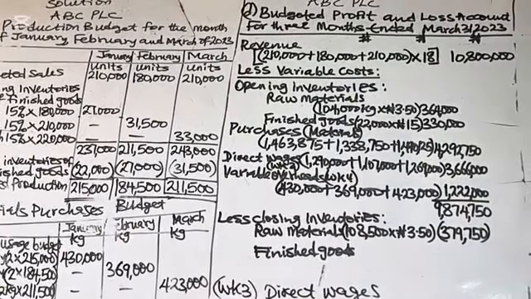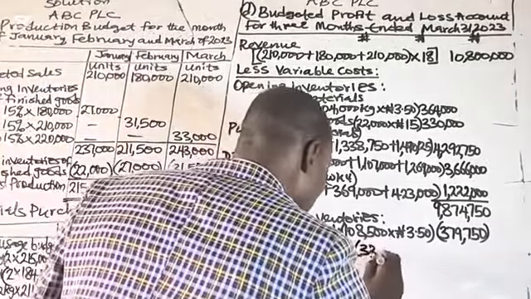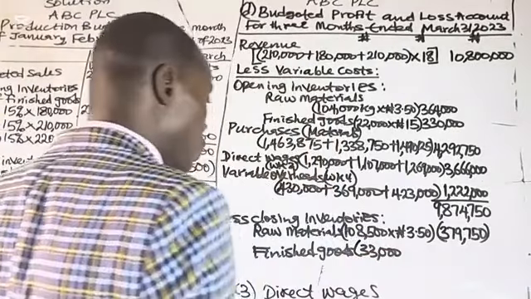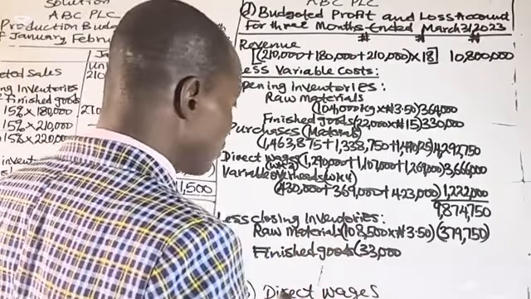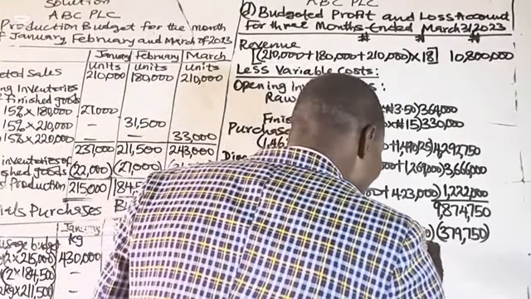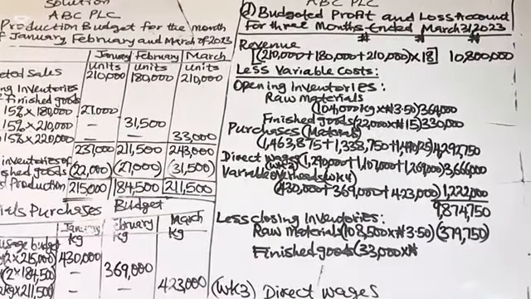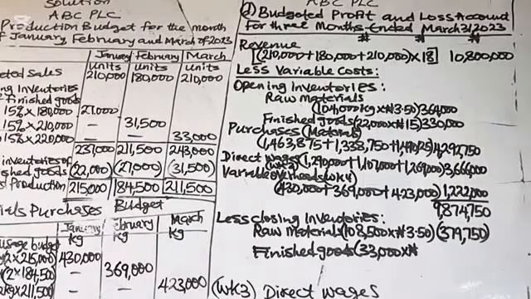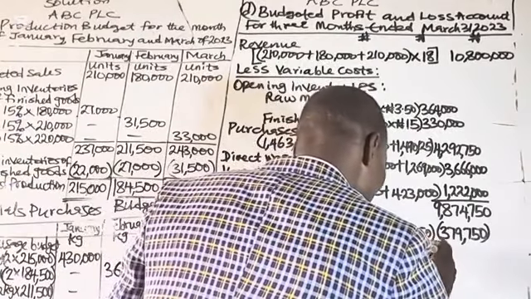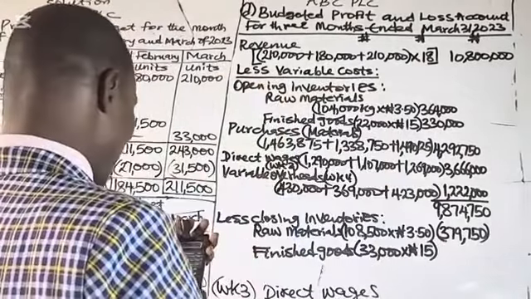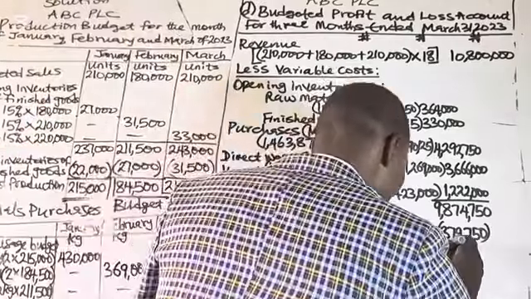We will value that at our standard cost. This 33,000 is obtained from the production budget, while the 108,500 is obtained from the material purchase budget. We multiply by the same standard price we use to value the opening inventory, which is 15 naira. So we have 33,000 times 15. That gives us 495,000.